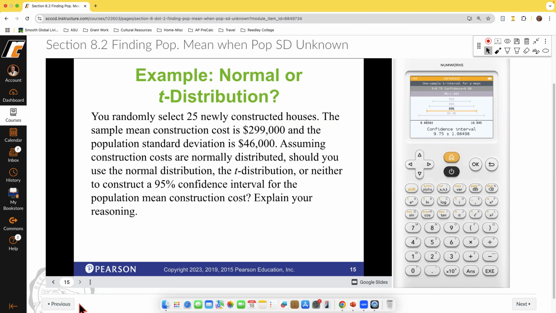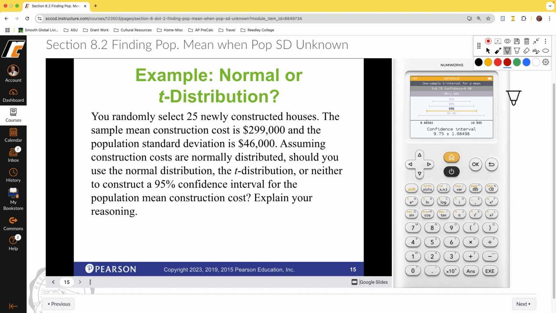And this last question, we just want to ask, which could we use? Could we use normal or just t-distribution, one or the other? So we randomly select 25 newly constructed houses. So the sample size is less than 30. The sample mean construction cost is $299. So there's a mean, and again, that is always going to be given to us as a sample mean. And the population standard deviation is 46,000. That's a population standard deviation.